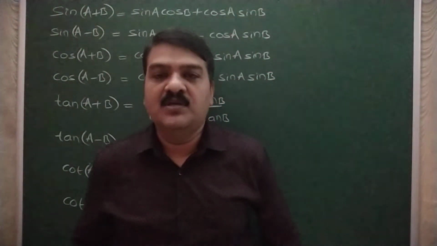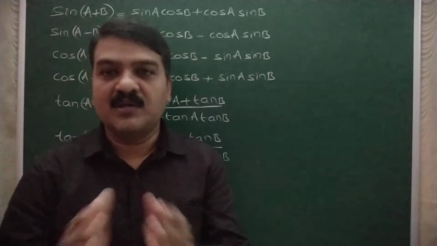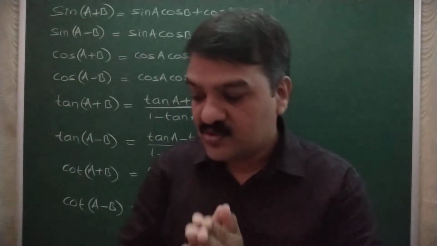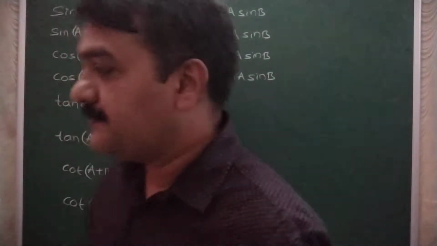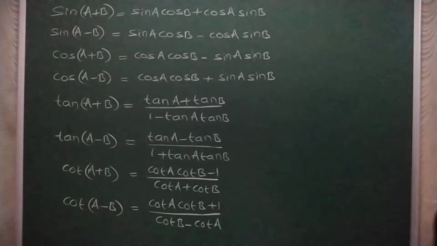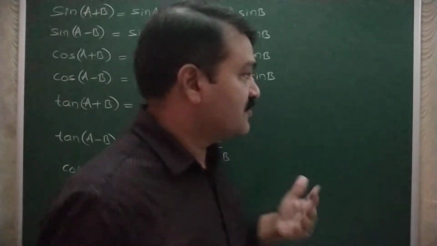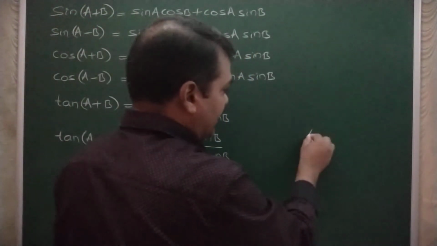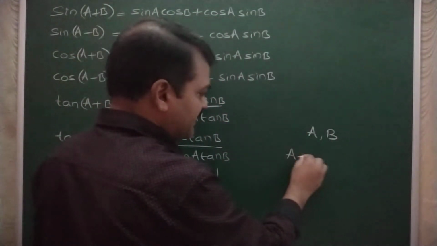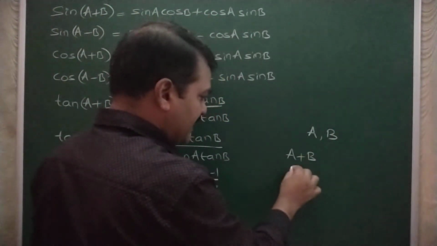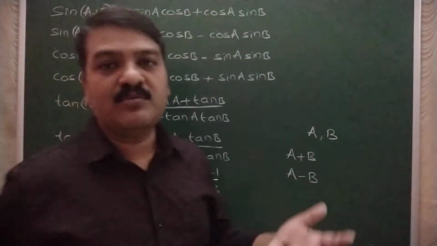Hi students, so today in this video I am going to discuss compound angles. So what is a compound angle basically? A compound angle is basically the sum or difference of two or more angles. For example, if I have A, B as two angles, then the sum or difference, A plus B or A minus B, is called a compound angle.